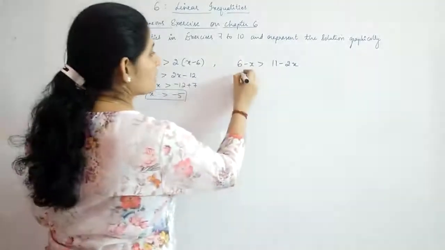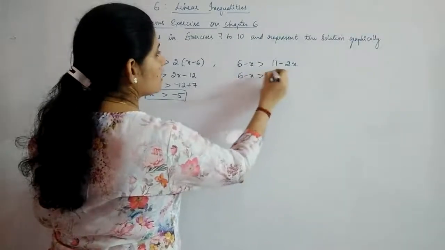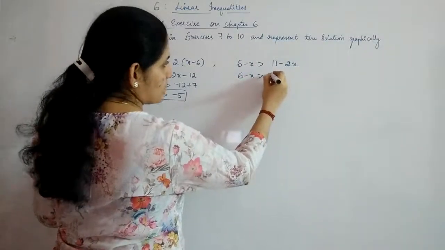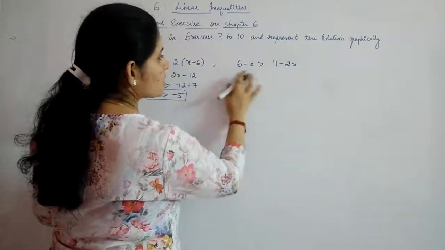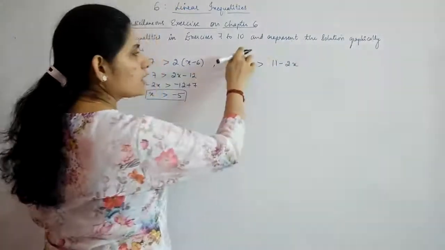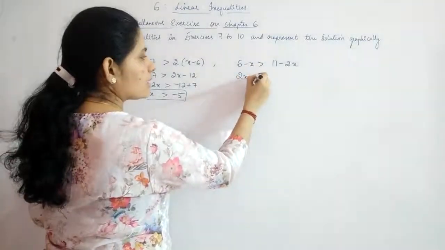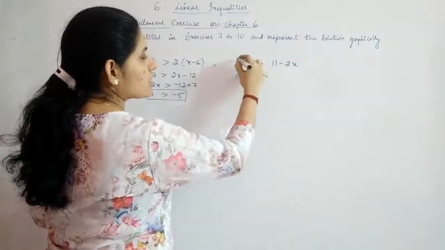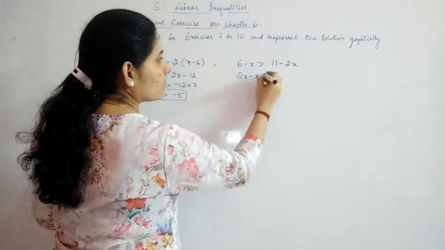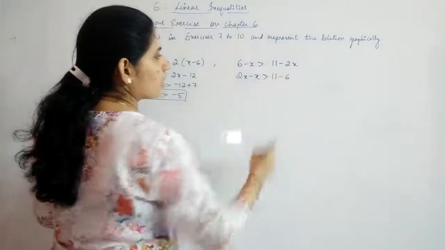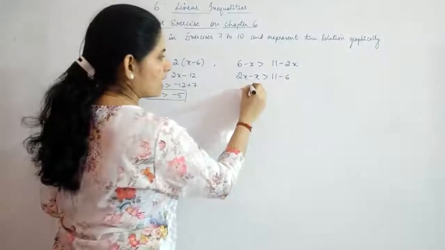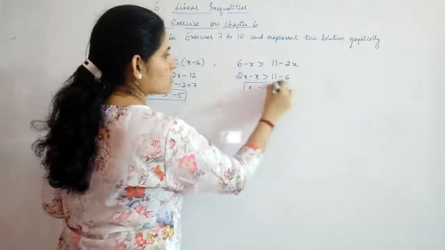Now here you will get 6 minus x is greater than 11 minus 2x, right? So what we are doing is taking the x term to the right hand side. Minus 2x will come here as positive 2x, minus x stays here itself, and we are taking this 6 to the other side where you have 11. So this will become 11 minus 6 and this will give you x greater than 5. So this is the other inequality.